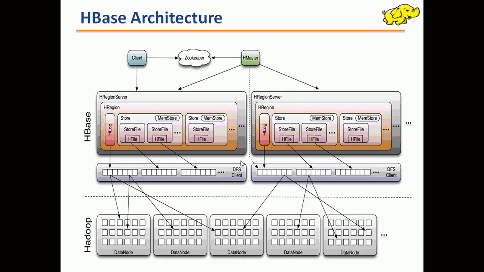So let me introduce you to the HBase architecture. As I mentioned, it's a master-slave architecture. The master daemon is called HMaster, and I can have multiple slave daemons, one in each node, called region servers. We are using one more component in HBase called Zookeeper. It's a coordination service between HMaster and region servers.